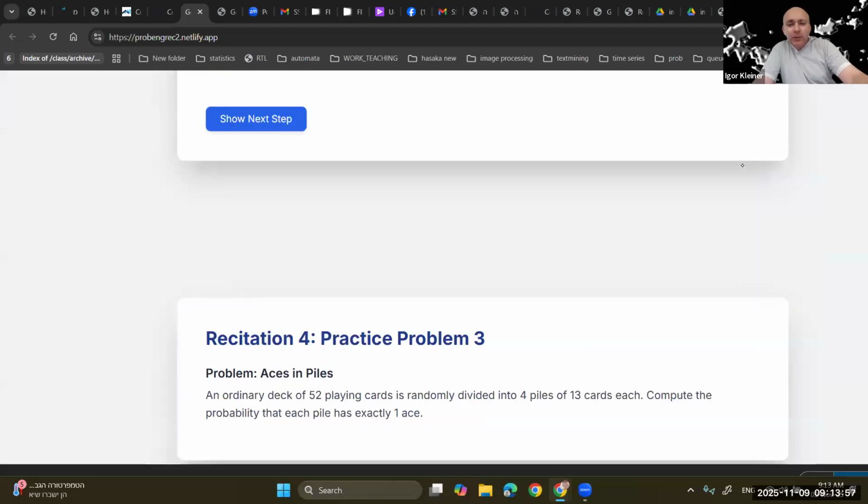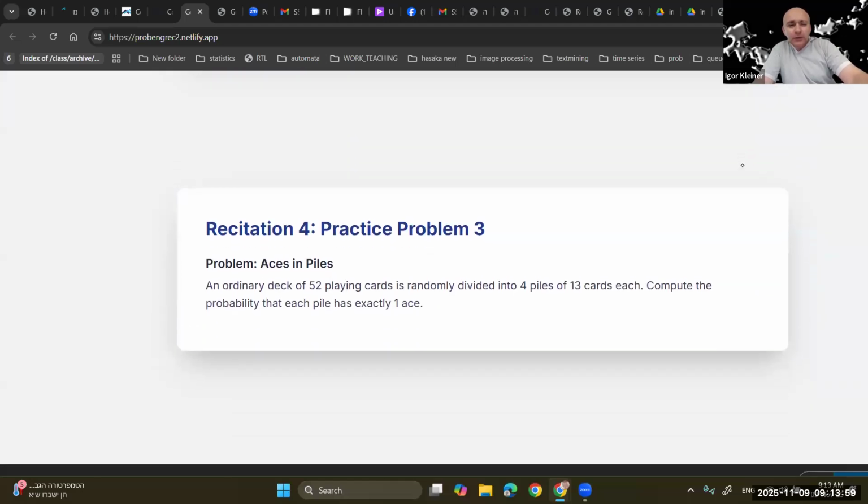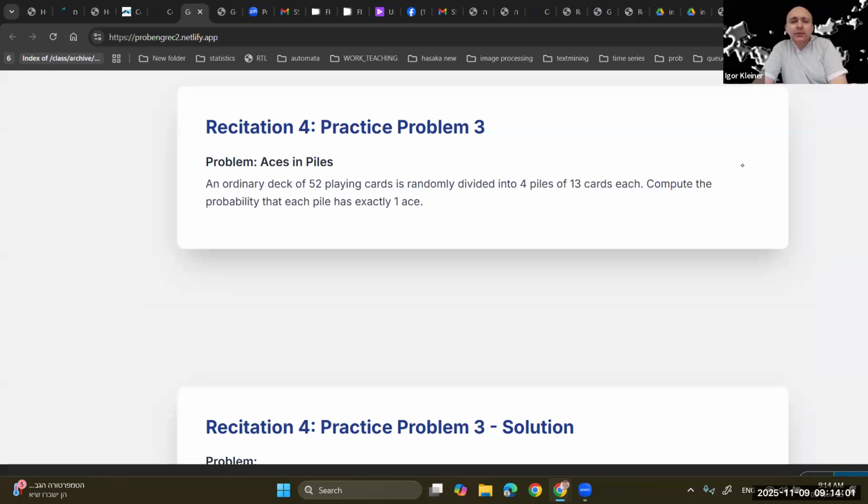Okay, I want to solve now problem number 3 about cards. I don't know how many people today play cards. Anybody play cards? Poker, casino, poker. Yes, okay.